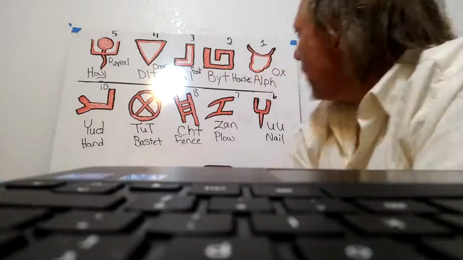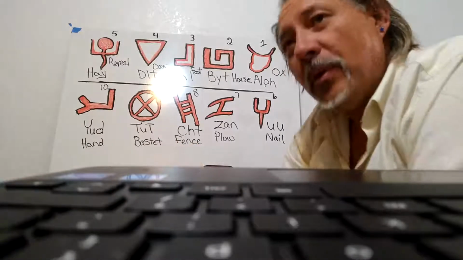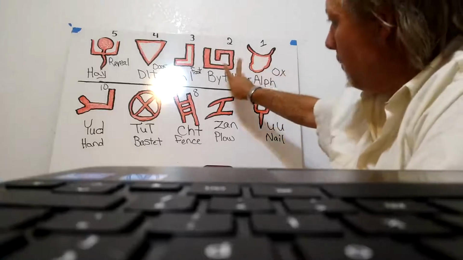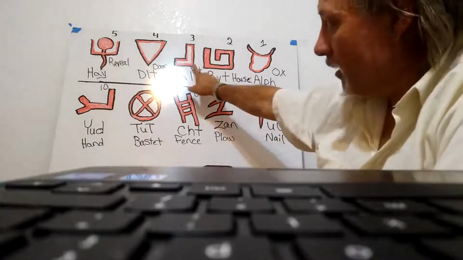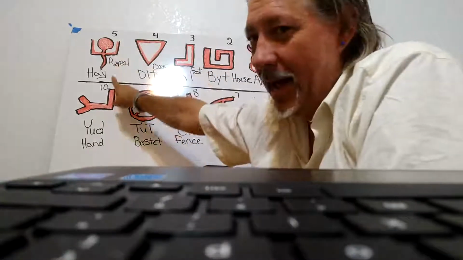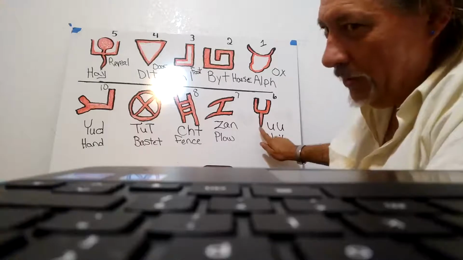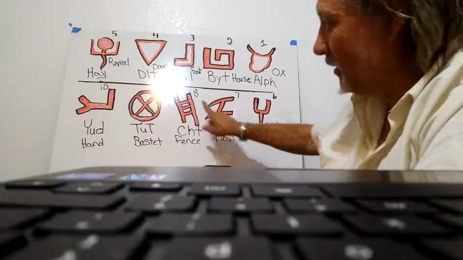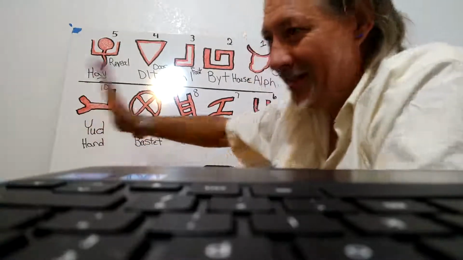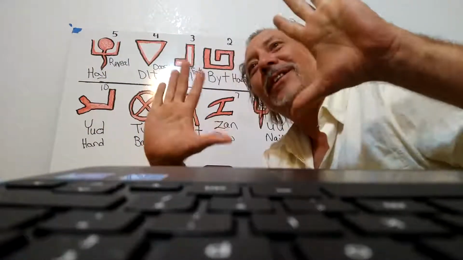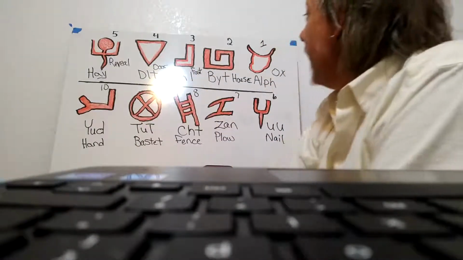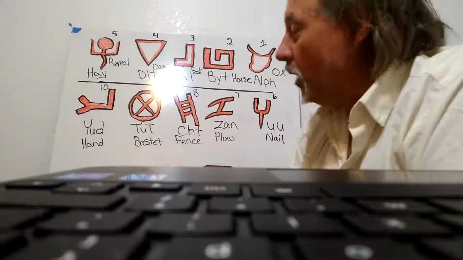So, once we figure out what the words are, Aluph, Bet, Gmul, Dlut, Hey, U, Zan, Chet, Tet, YUD. All 10. Okay, now, what does this mean?